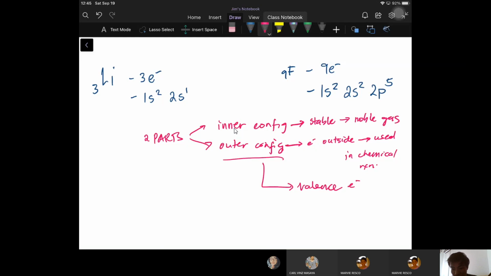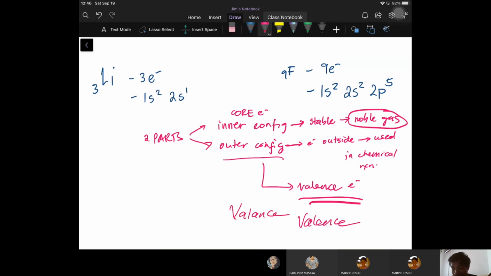We have the inner configuration. Ang isang tawag dito ay core electrons. So ang inner configuration natin or yung core electrons, they represent the stable noble gases. Pag inner configuration, sila yung mga stable. Sila yung mga noble gases. Yung outer configuration, yun yung electrons sa labas and they are used in chemical reactions. We call them the valence electrons. Valence, parang balance. Okay, valence electrons tawag dyan.